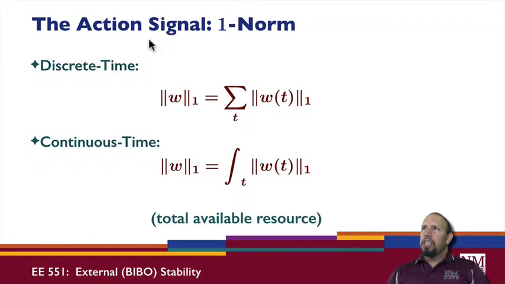The one norm of the signal is often called the action signal, and it is basically the vector one norm summed over all time for discrete time, or the vector one norm in continuous time integrated with respect to time. This one norm is often referred to as the total available resource.